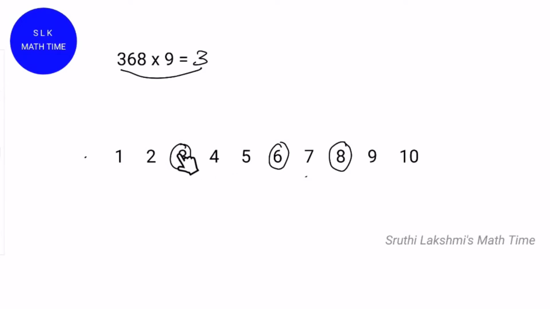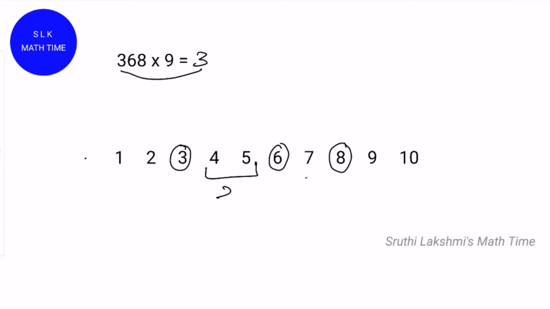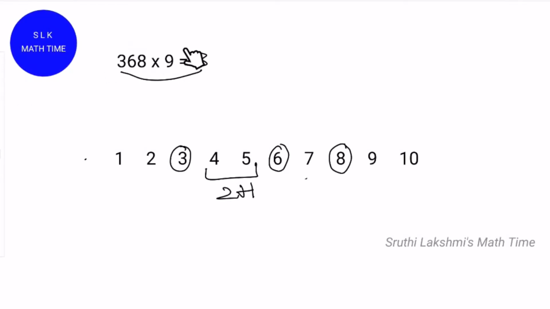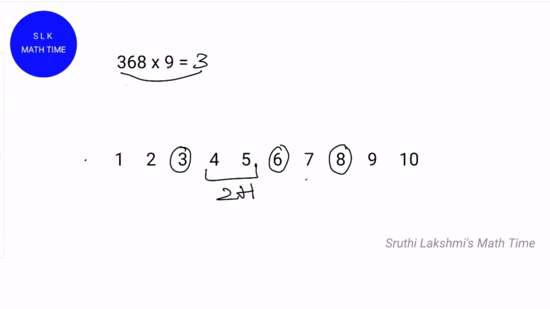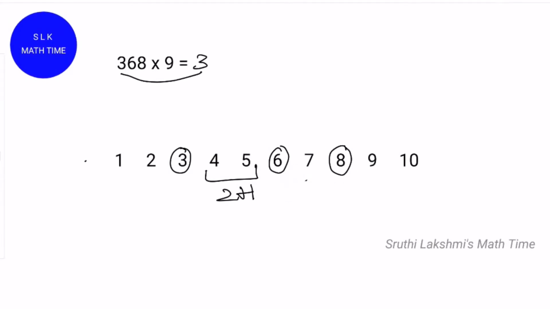Now, to find the second digit, we find how many numbers there are between the first and the second digit, which is 2. Now we add 2 with 1, so 2 plus 1. If it's a 3-digit number multiplied by 9, for the second digit we add plus 1. When we multiply a 4-digit number by 9, for the second digit we add plus 1, and for the third digit we also add plus 1. So 2 plus 1 is 3.